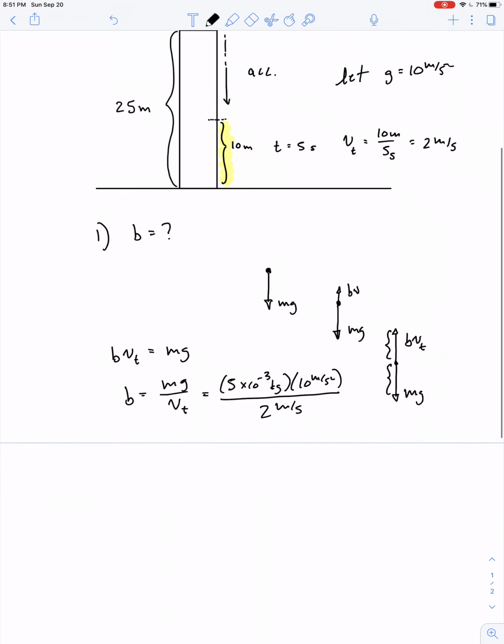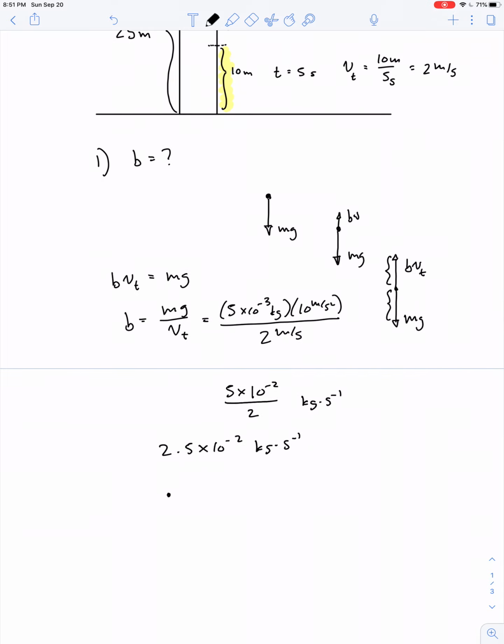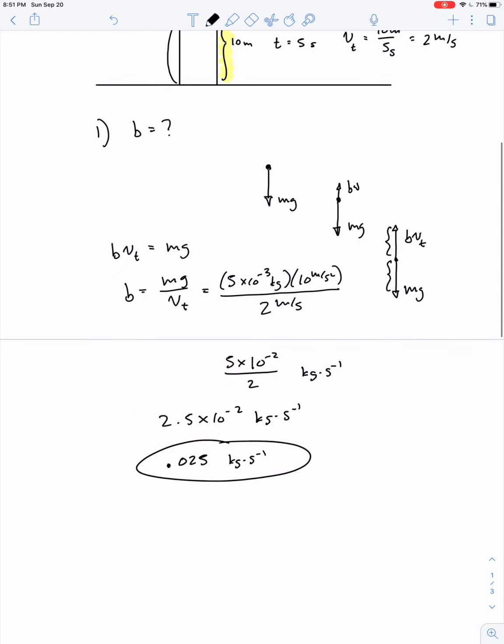So what does this give us? 5 times 10 to the negative 2 divided by 2. The units are kilograms seconds to the negative first. So we have a b value equal to 2.5 times 10 to the negative 2 kilogram seconds to the negative 1, or we could just call it 0.025. All right. Next question.